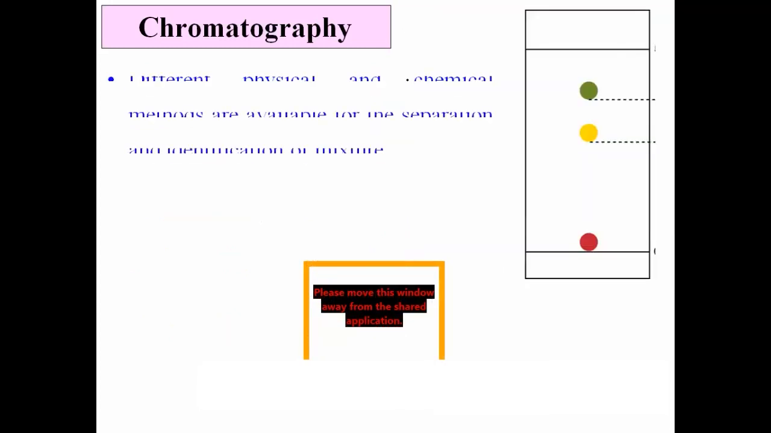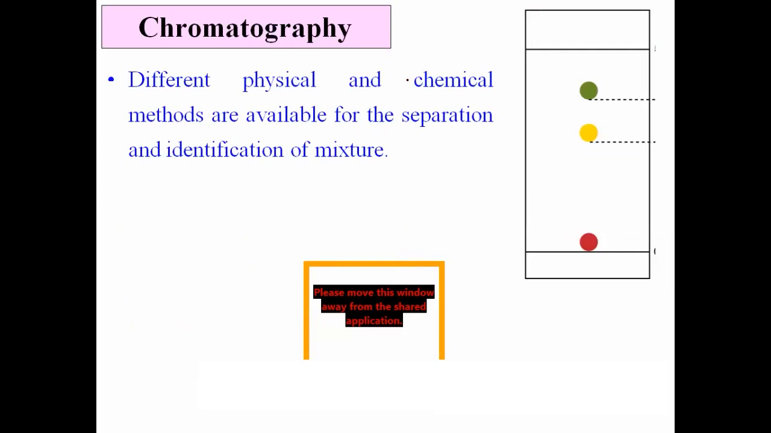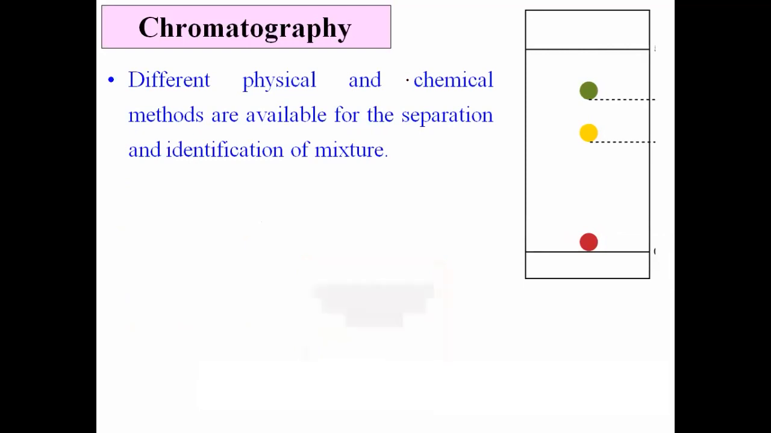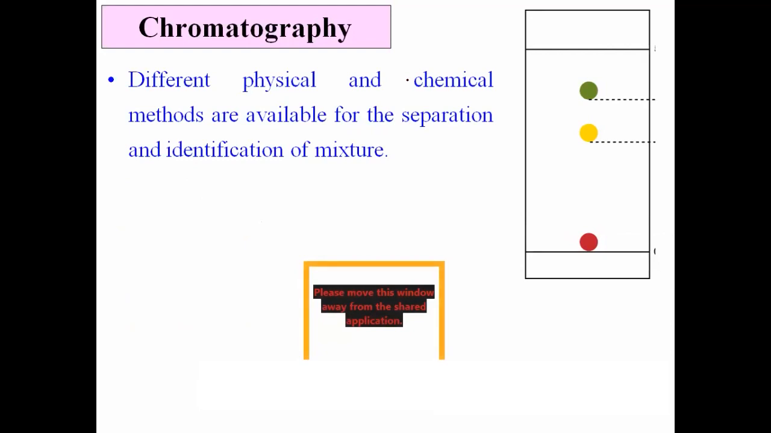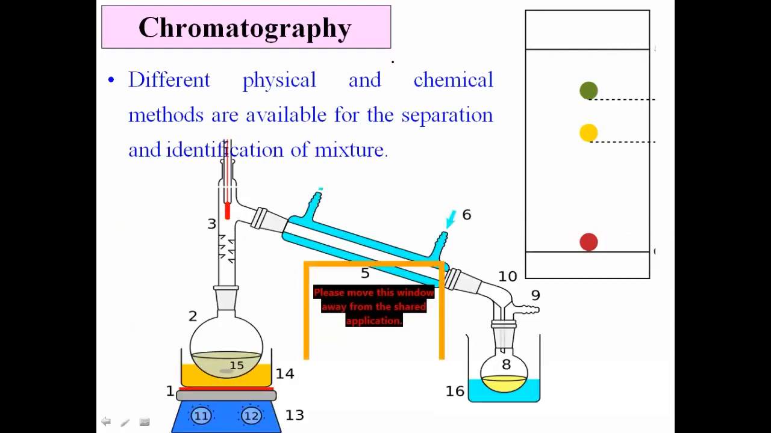Now let us see some more points. We know that in chemistry different physical and chemical methods are available for the separation and identification of mixtures. Chromatography is one of the methods used for analysis, but other physical and chemical methods are also available. In physical methods, there is distillation. This is the distillation assembly.